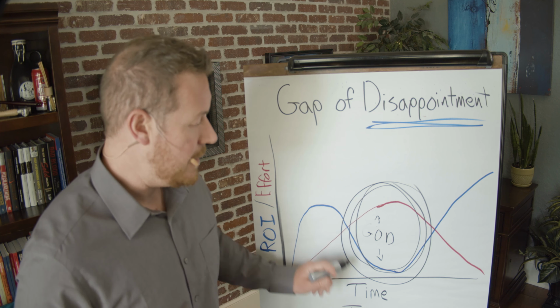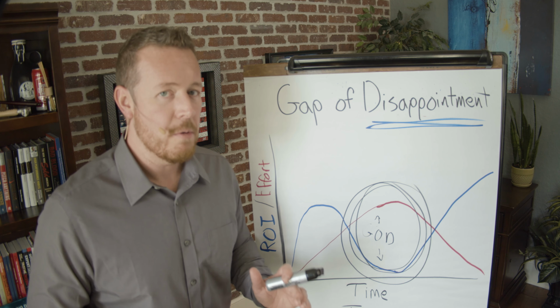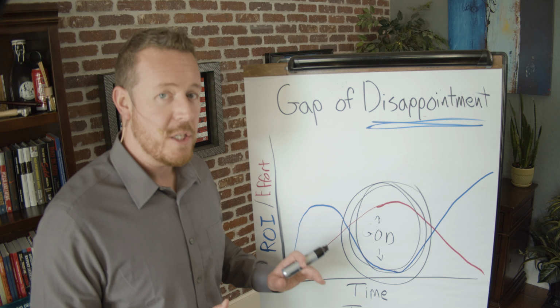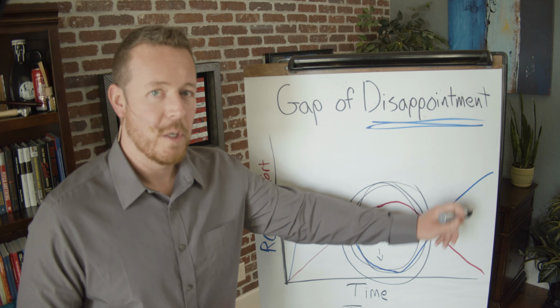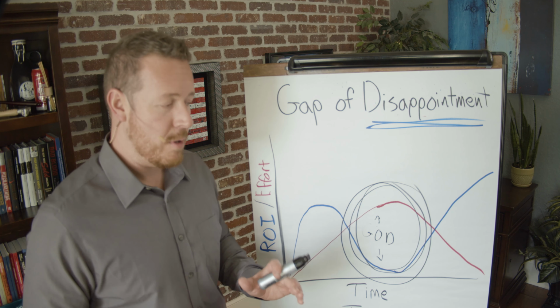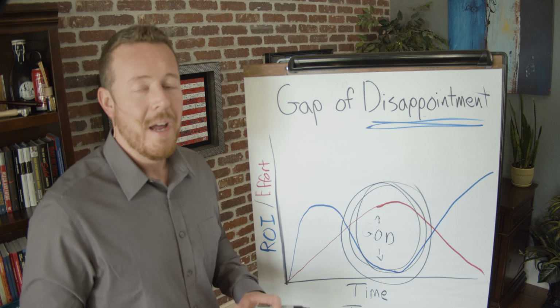But basically, you're going to get to this point right here, and just know that the difference between you being successful and all your competition is that they quit right here because they can't see what's over here. So if you follow this, if you're aware of the gap of disappointment, if you keep going through it, I promise you, you will get to that high ROI and low effort.